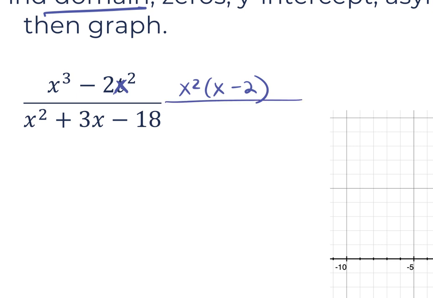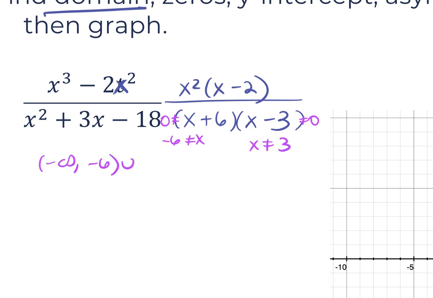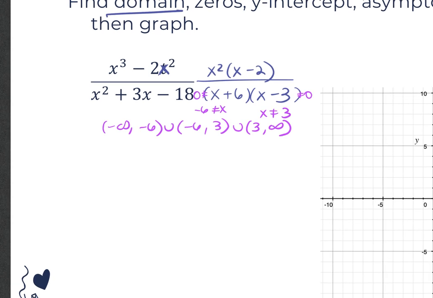Denominator, factors of -18 that sum to +3: x plus 6, x minus 3. Already you can see, is there a hole? No. But before I even got to that point, I would figure out my domain from here. I'm going to say this cannot equal 0 and this cannot equal 0, because even if you cancel it out for a hole, you have to include that restriction. So even if I canceled through this after this part, I still have to include it in the initial restriction. So x cannot equal negative 6 and x cannot equal positive 3. So I'd go from negative infinity to negative 6, negative 6 to positive 3, and 3 to positive infinity. So that's my domain.